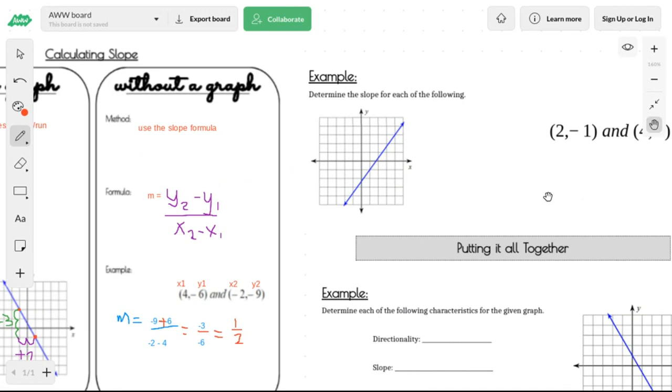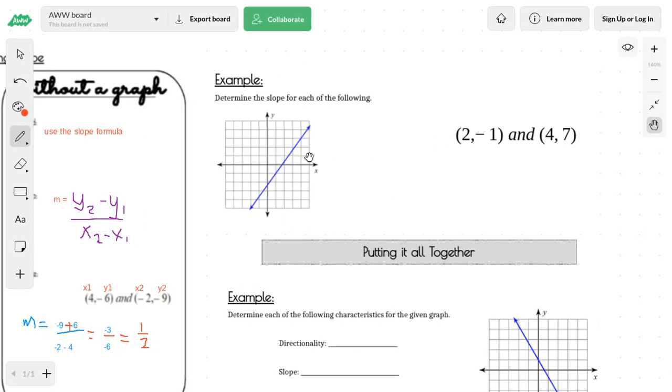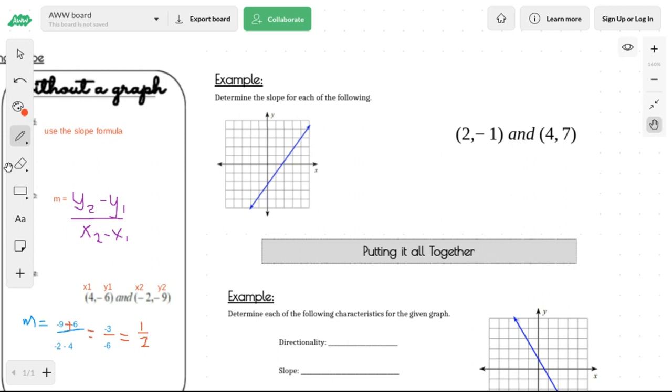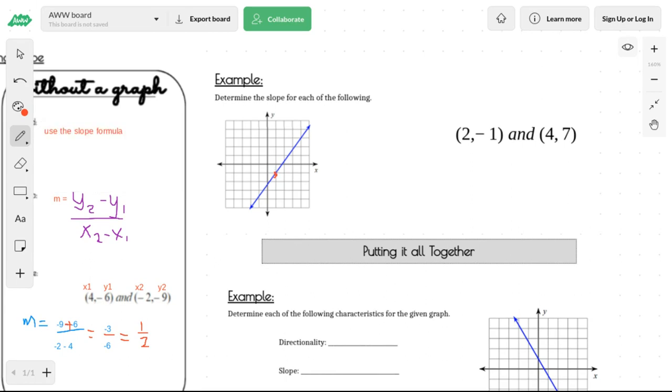So there's another example in your packet of finding slope from a graph and the points. I'm going to kind of go through them, but not all the way. So again, for a graph, we just want to find 2 points that are on corners. I would say we have one here and we have one here. And so as I'm counting my rise and my run, I would count up and then over and see what I get for my slope.